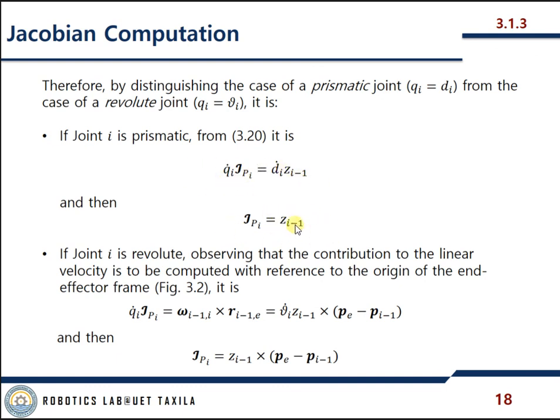So the linear Jacobian is going to be z i-1. If joint i is revolute, observing the contribution to the linear velocity is to be compared with reference to the origin of the end effector frame, figure 3.2. Again, it is going to be in this way, and the linear Jacobian is going to be equal to this one.